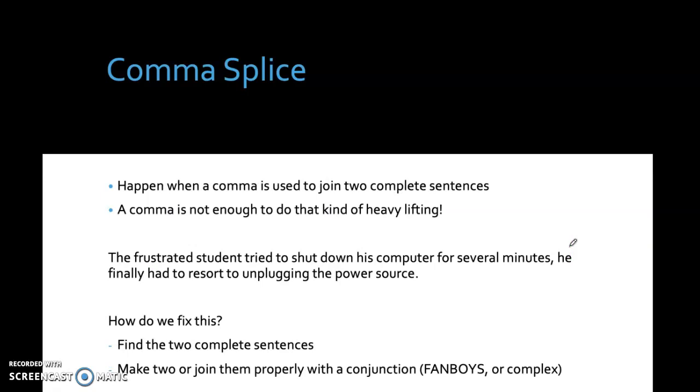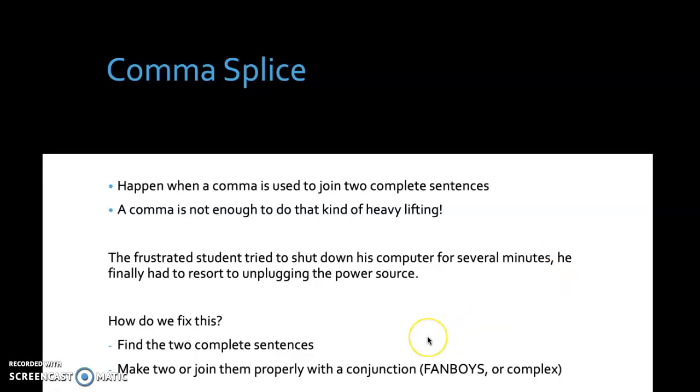Comma splices happen when a comma is used to join two complete sentences. You have to imagine complete sentences or independent clauses as very large and heavy. Because they are complete, they're like a big adult, and you can't connect two big adults with a teeny tiny weak piece of punctuation like a comma. It's just not strong enough. It's like, I don't know, using a thread to tie together two biceps on two different people. It's just not going to hold.